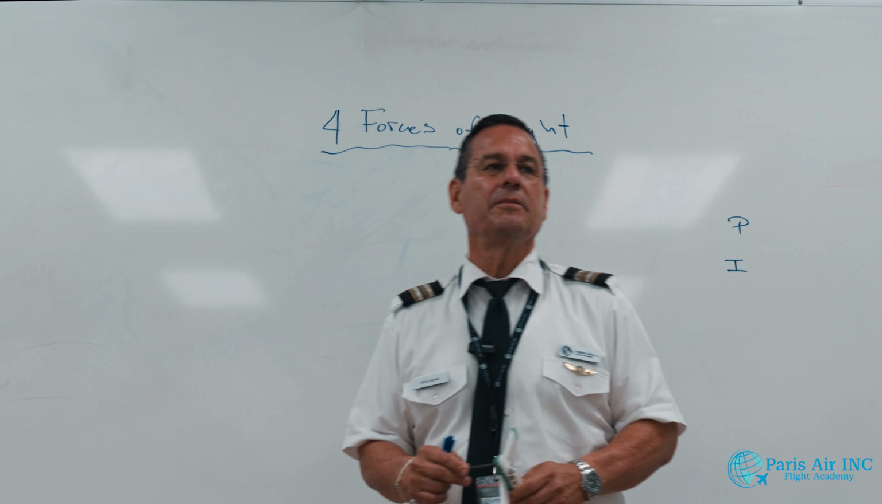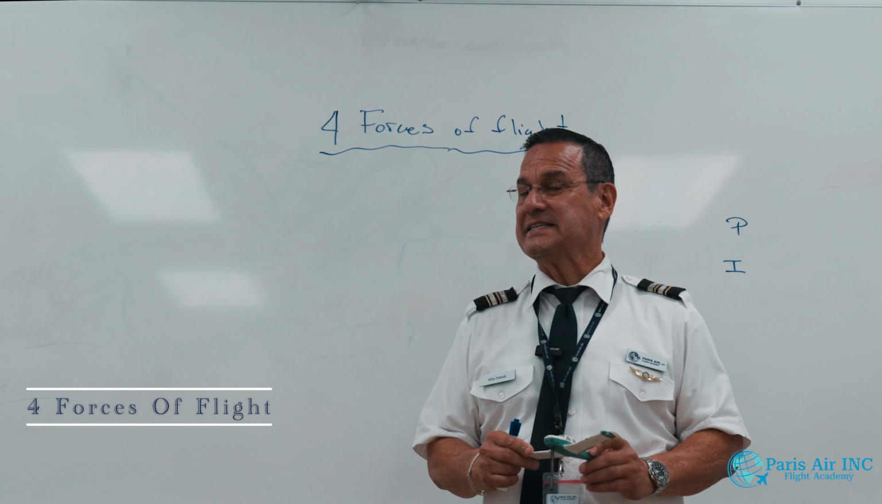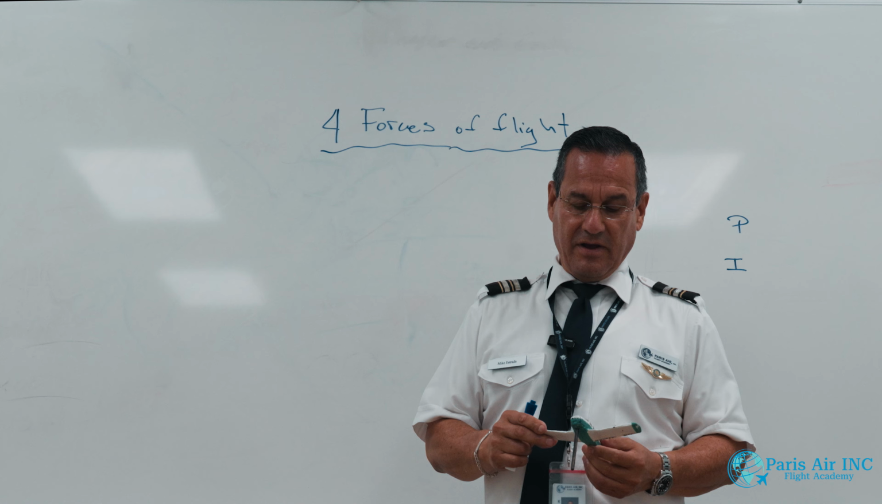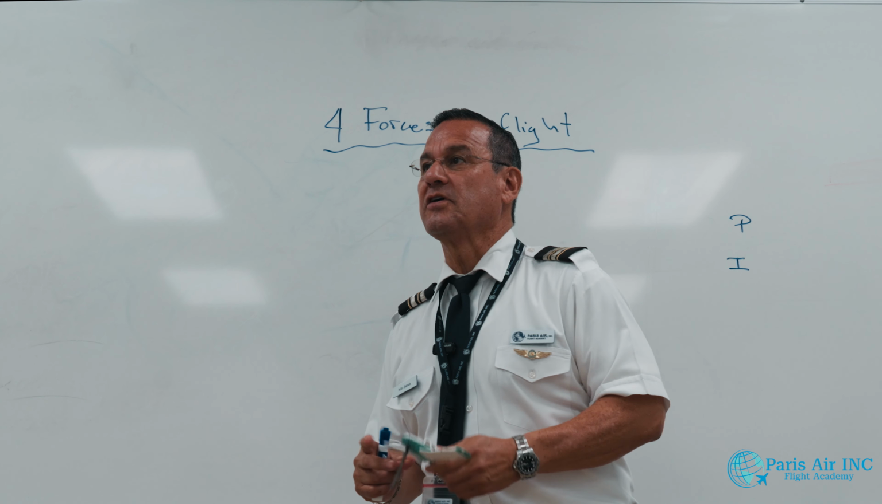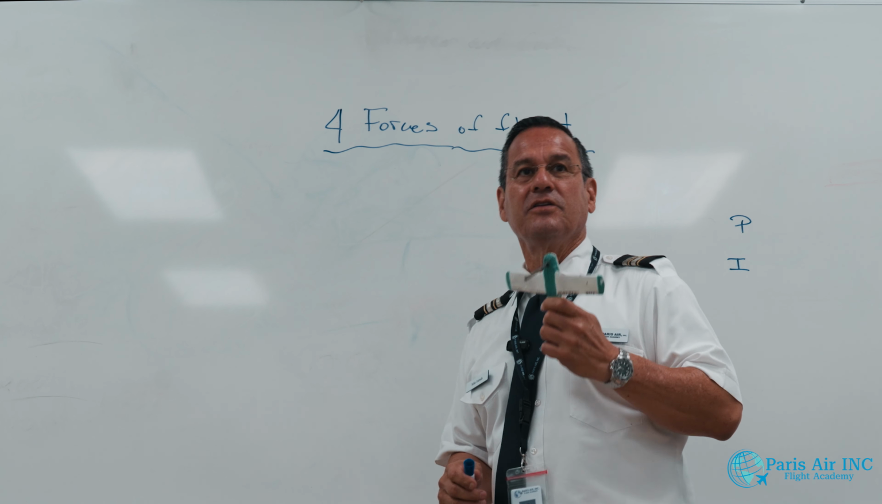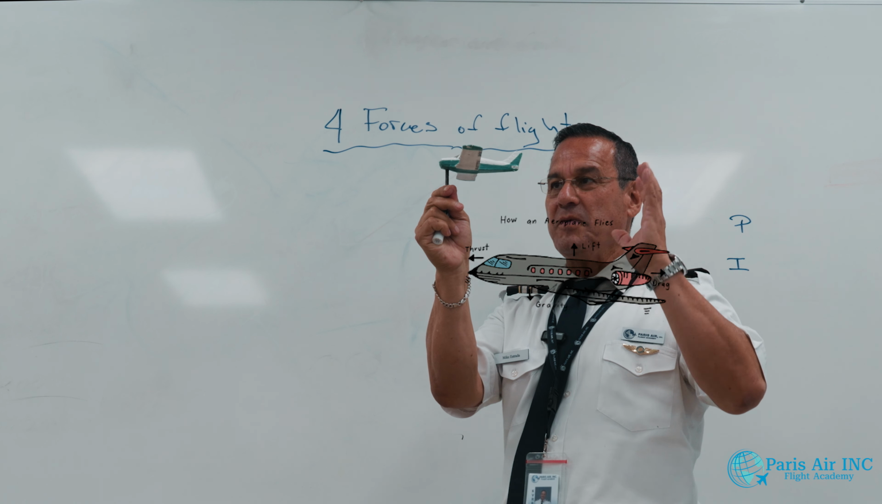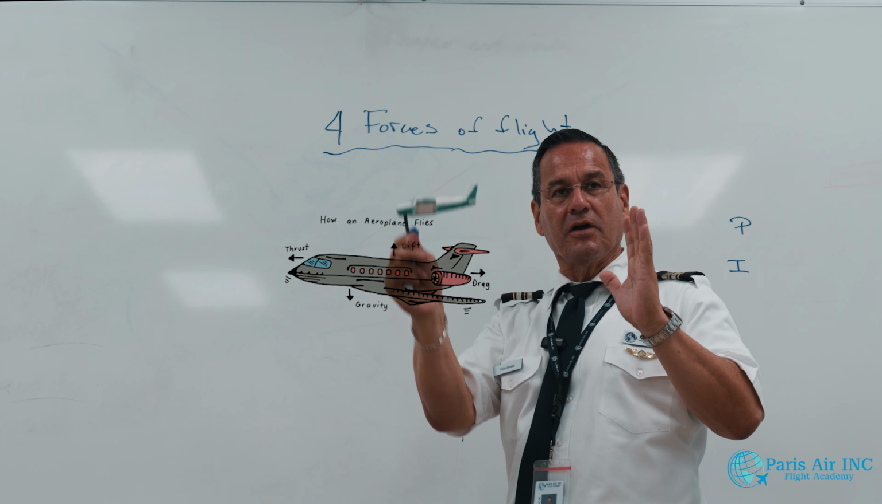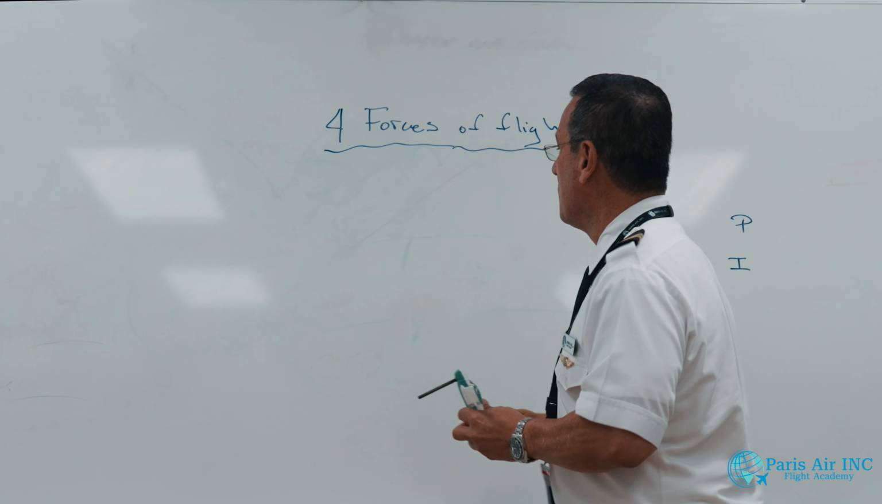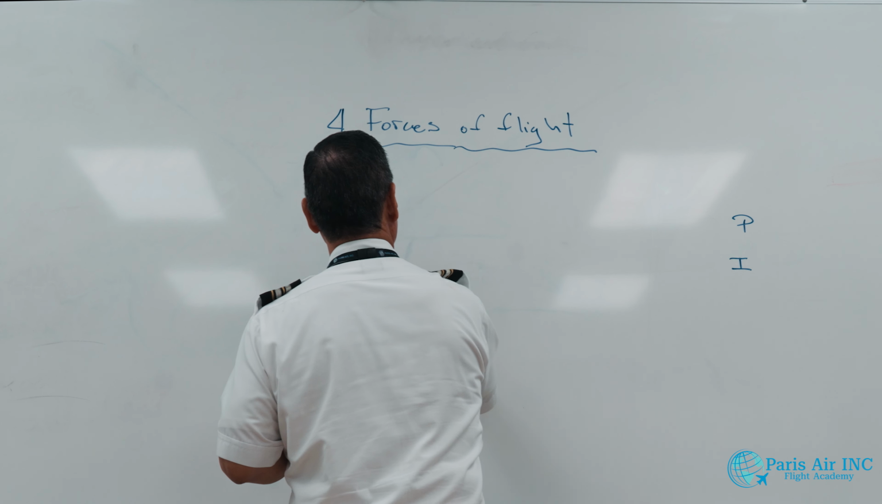Today, we're going to talk about the four forces of flight. And I want to use some drawings to explain this to you because it's important to understand what is happening to a plane when it's flying in equilibrium. In other words, it's basically steady flight. It's not going up, it's not going down, it's not turning. So we have four forces that are always acting upon it.